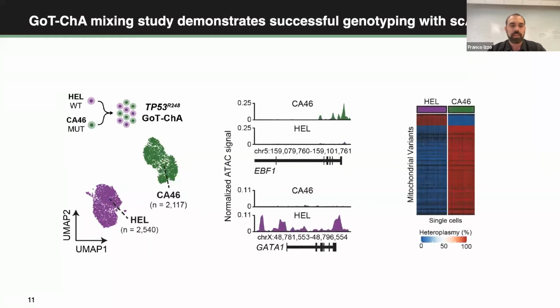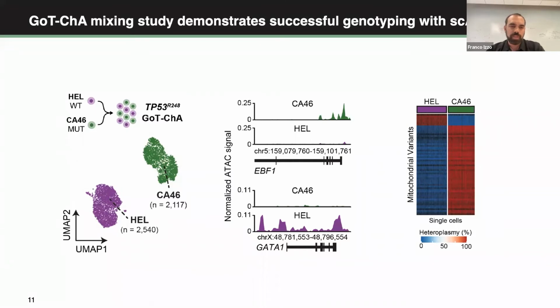For example, in the case of CA46, which is a lymphoblastic cell line, you can see increased accessibility of the early B-cell factor 1 gene, while in the HEL cell line, which is erythroblastic, you can see an increase of GATA1 accessibility. But in order to be very confident about the identity of the cell lines, we also used mitochondrial variants, which are mutually exclusive between the 2, just to orthogonally verify the identity of the cells.